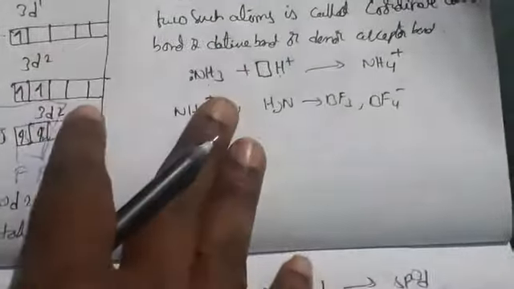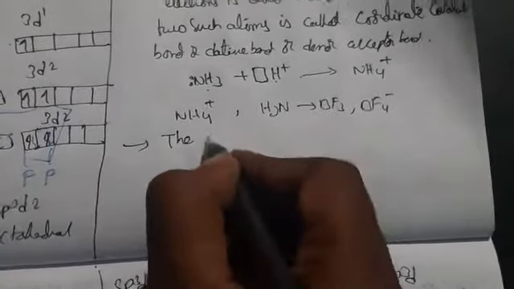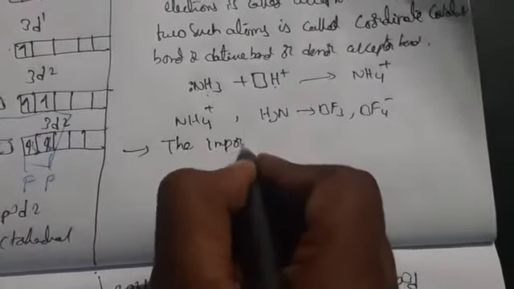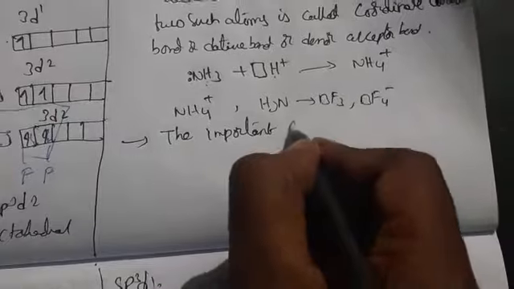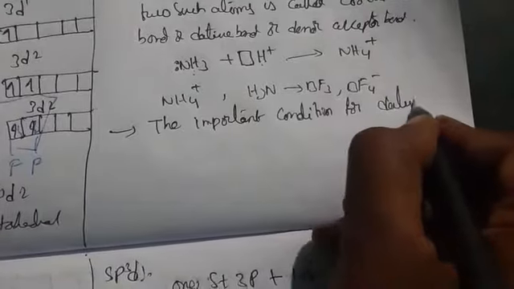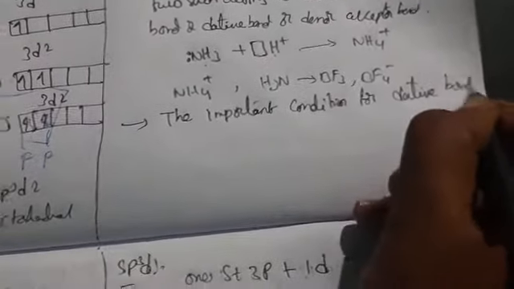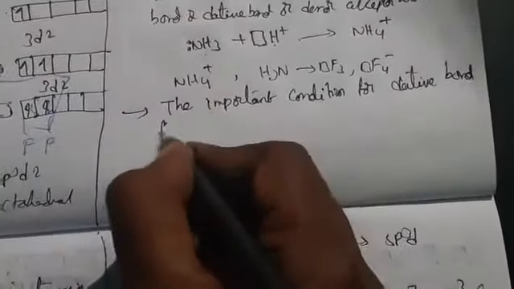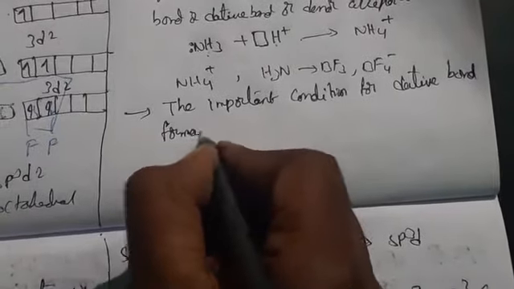The important condition for dative bond formation is that the donor should have a lone pair of electrons and the acceptor should have a vacant orbital. So what is the important condition for dative bond formation?